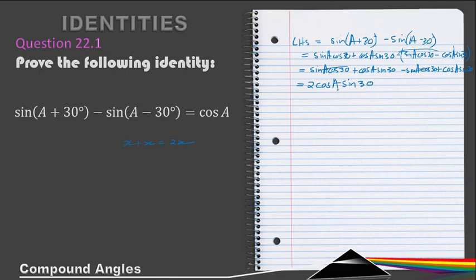Now, this sine 30 is a special angle. I'm going to draw my triangle here, my 60, 30 degree triangle. So my 30 degrees are there, 1, 2, and square root of 3. For sine, it's opposite over hypotenuse, so this is 1 over 2. So this is 2 cos A, and I replace sine 30 with 1 over 2. Now this 1 over 2 and this 2 over 1 cancel each other, which means we are only left with cos A. And that is our right-hand side. So we say that's equal to the right-hand side, and then we've proven our identity.